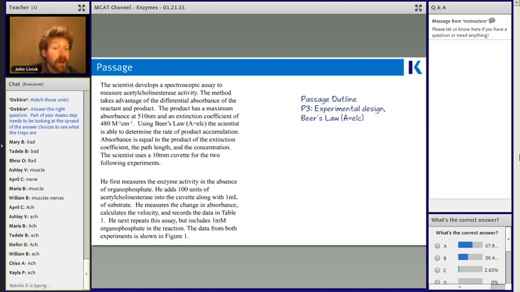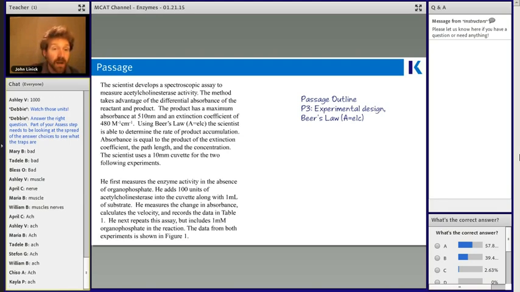So we have an experiment here. We're going to use this Beer's law. If we ever need to use it, we can come back to it. As I said, we're going to focus on the content here, not on the passage outlining. We do that enough in class. And of course, then we get the results in the very bottom.